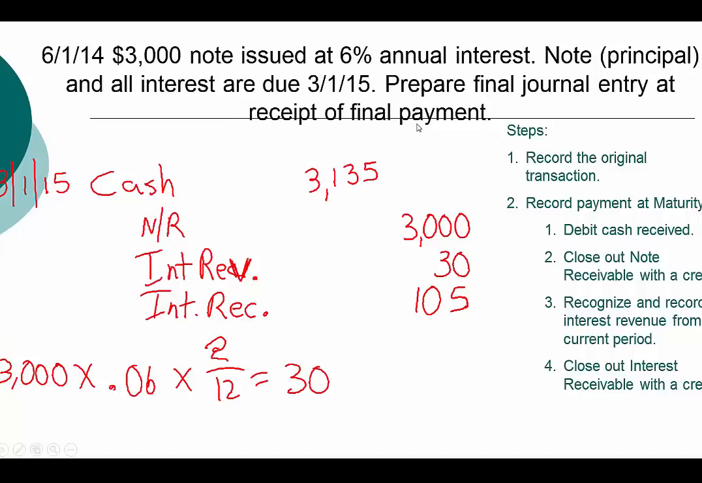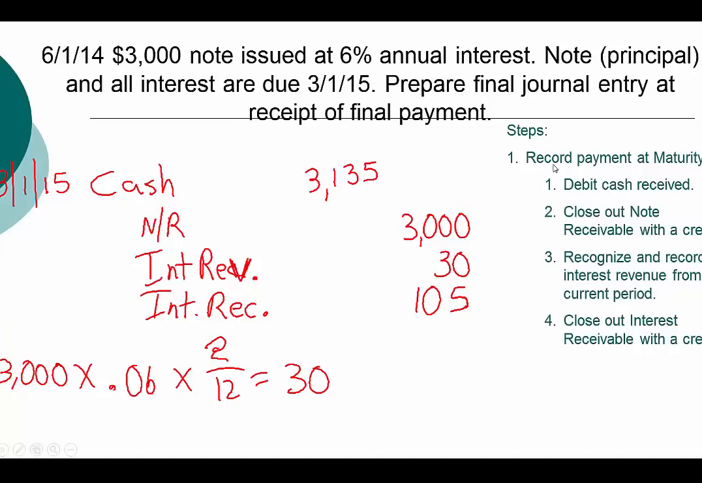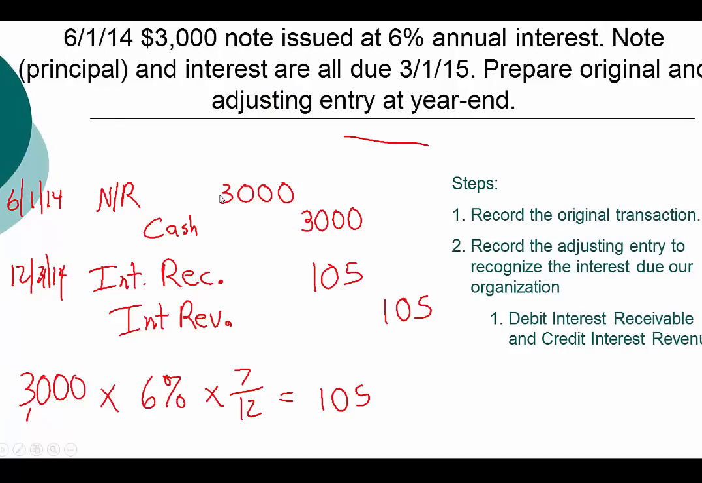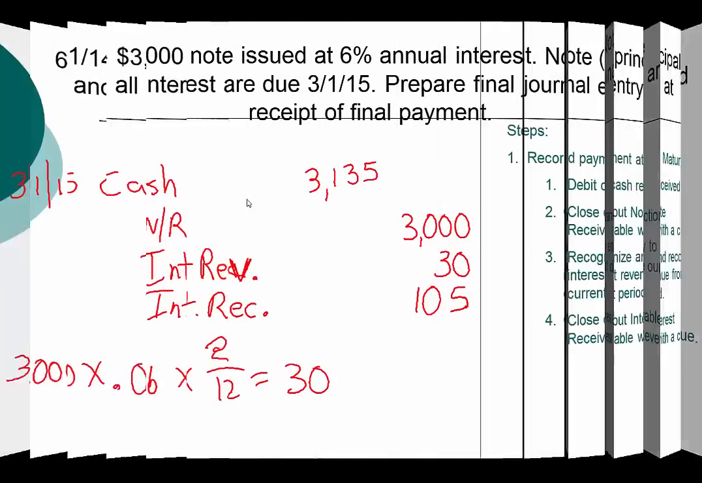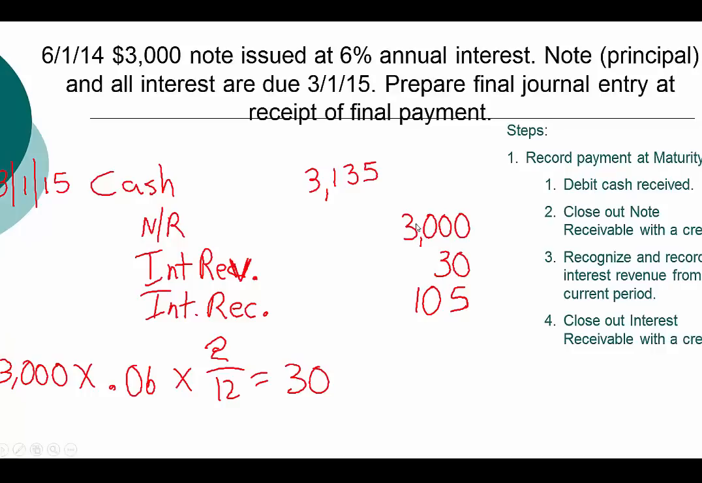What actually happens on 3/1/15? So these are the steps at this point when we want to record the payment to us at maturity. We're going to be receiving cash, so we need to figure out how much that is. But we'll figure that out based on all of these items. So we would debit the cash received back. We would close out the notes receivable. So the notes receivable was opened with $3,000, so we need to close it out with a credit for $3,000.